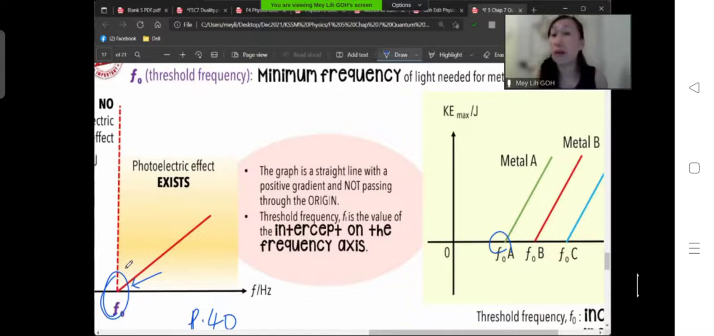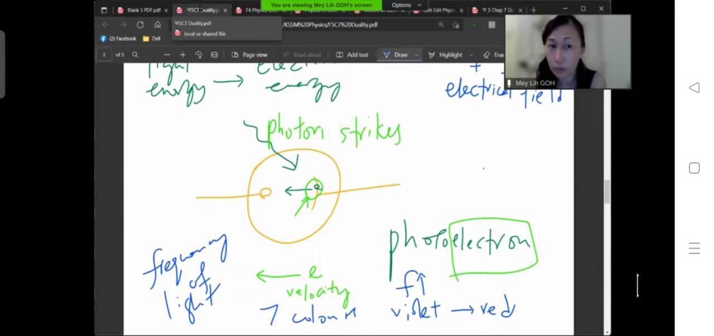Just like thermal emission, we always talk about tungsten. So not all metals are suitable to make a photocell. This is a photocell that I'm showing you. Again, what is a photocell? A photocell is an electronic component like your light emitting diode or your diode. Not everything is suitable to make an electronic component.